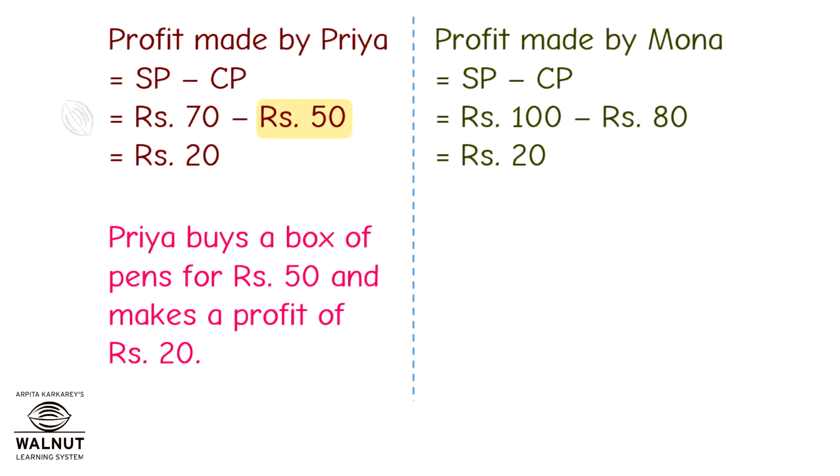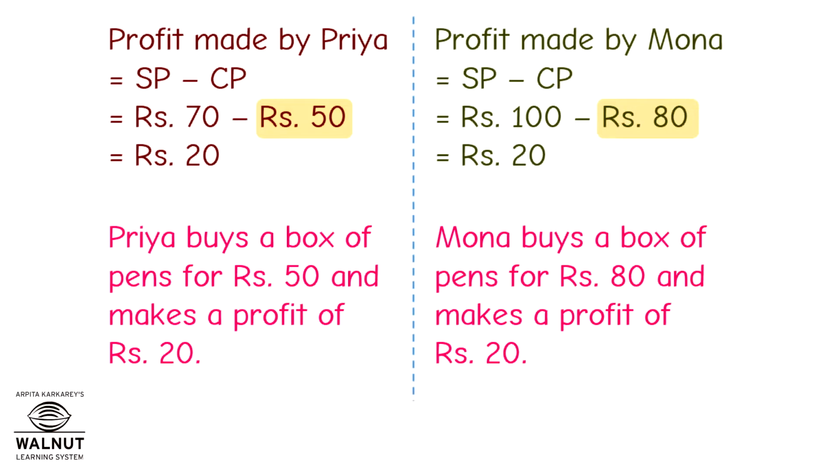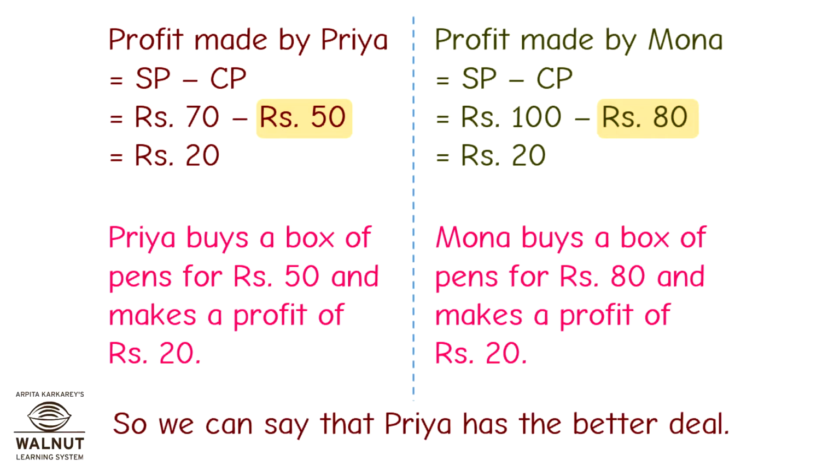Let's do that. Priya buys a box of pens for rupees 50 and makes a profit of rupees 20. Mona buys a box of pens for rupees 80 and makes a profit of rupees 20. Though the profit is the same, you know that the cost price of Priya is less than the cost price of Mona. So, we can say that Priya has the better deal.